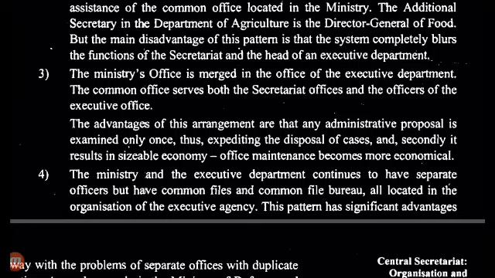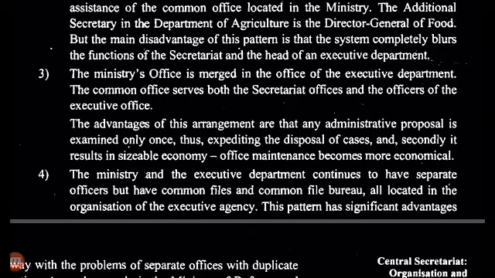Third, the Ministry's office is merged in the office of the executive department. The common office serves both the Secretariat offices and the officers of the executive office. The advantages of this arrangement are that any administrative proposal is examined only once, thus expediting the disposal of cases, and secondly, it results in sizable economy. Office maintenance becomes more economical.